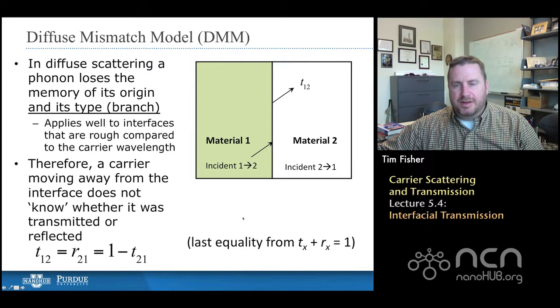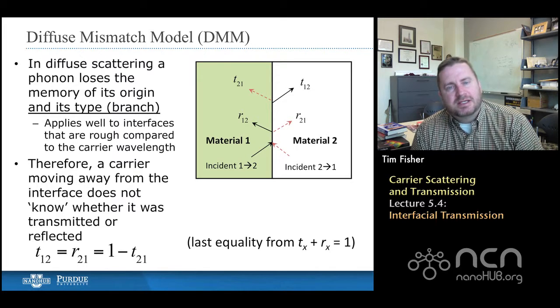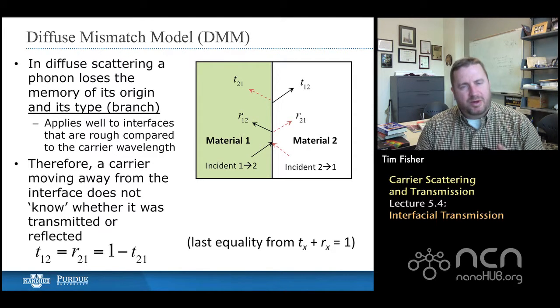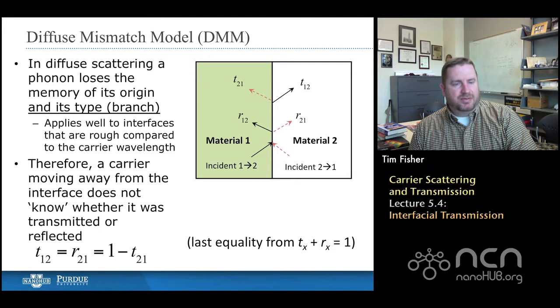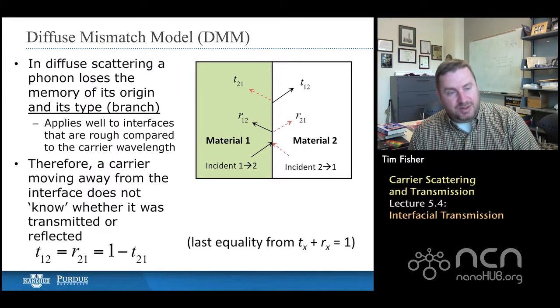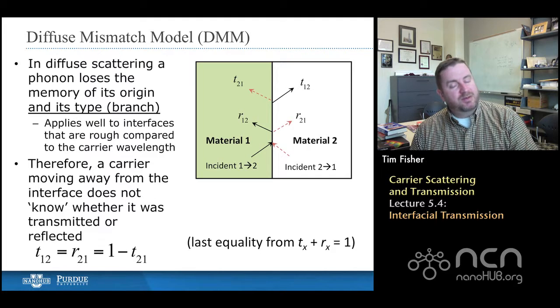So the next type of model I want to talk about, and we'll only get a chance to talk about two, is very different. It's called the diffuse mismatch model. In this model, what we assume, first and foremost, is that a carrier comes into an interface, and because of the physical structure of that interface, it loses its memory. It loses its memory of where it came from, meaning the direction it was going, and it even loses memory of the type or branch or polarization that it was carrying.